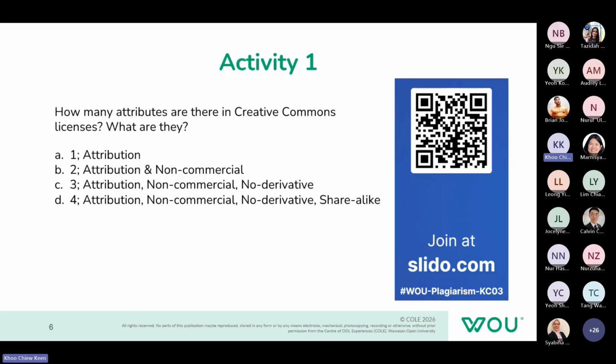So the correct answer is 4 actually. So it is D. There are actually 4 attributes: attribution, non-commercial, non-derivative, and share alike. Not 6, yeah, Prakash. 6 is the combination of different attributes, which I will explain later.